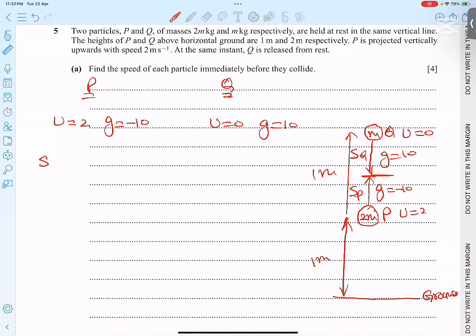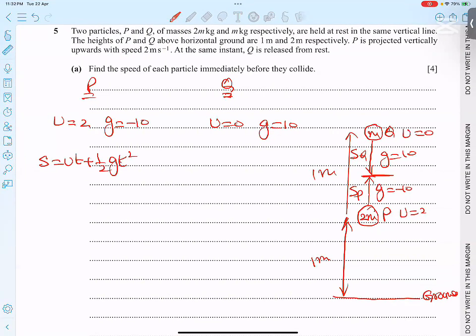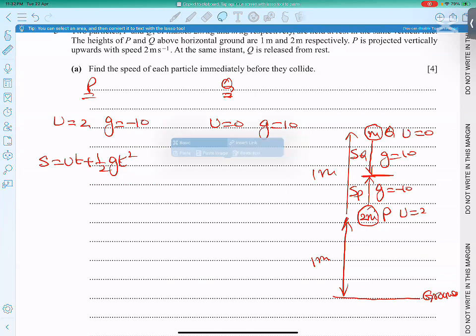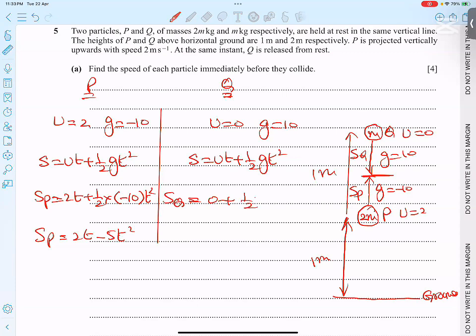Let's apply the formula. S is equal to UT plus half GT squared. I'll use the same formula for Q as well. So have a look. This is SP, right? U is 2, so 2T plus half into negative 10 T to the power 2. For SP, I'm getting 2T minus 5T squared. And what about SQ? U is 0, it's gone. So 0 plus half times 10 times T squared, positive because it is falling downwards.